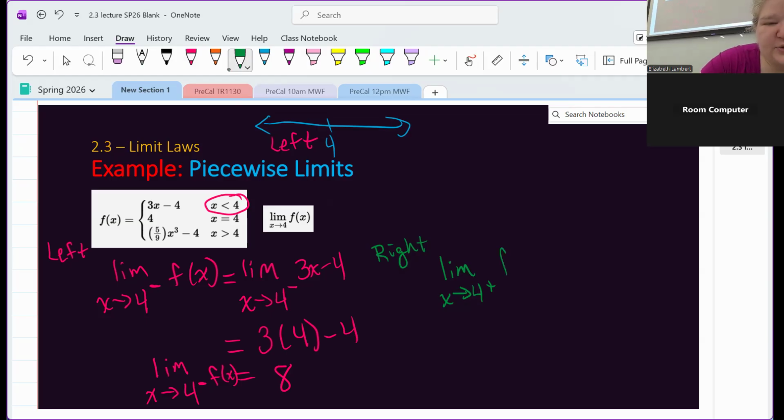Now we're going to think through the same thing for the right side. So if the left is smaller, the right side better be the numbers bigger, which is our greater than symbol, which is the bottom part of the piecewise function.